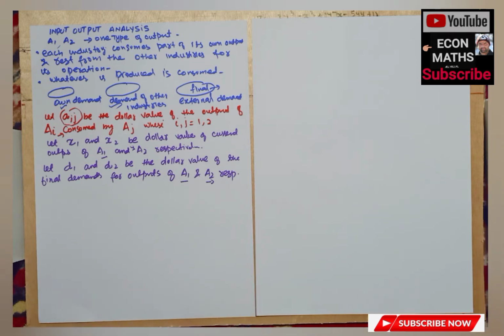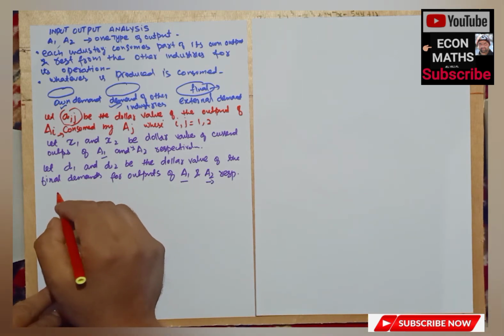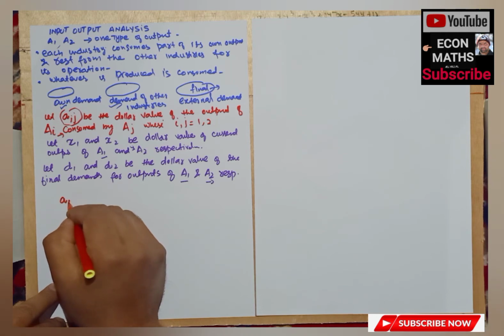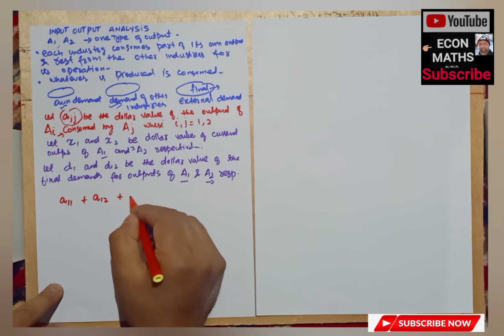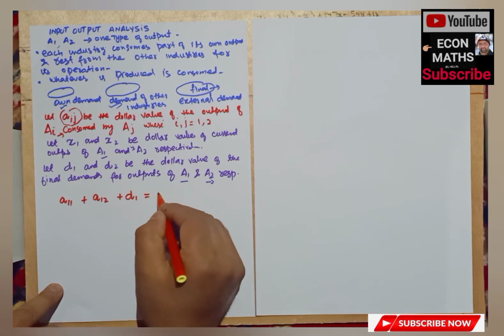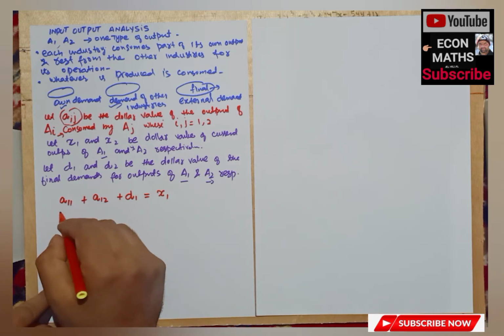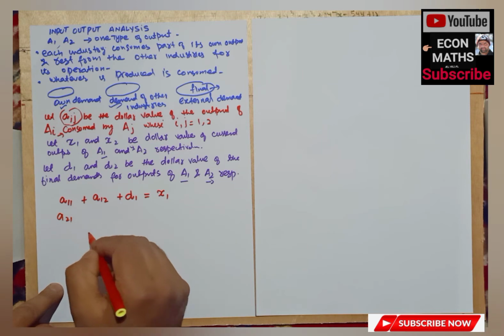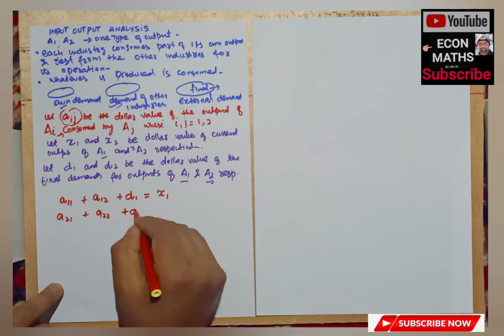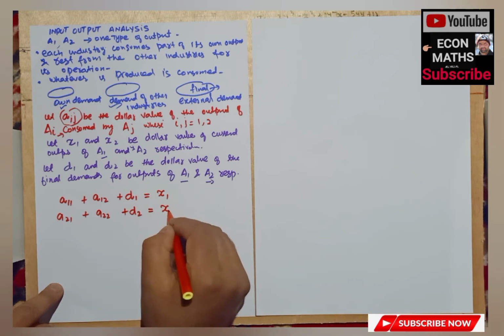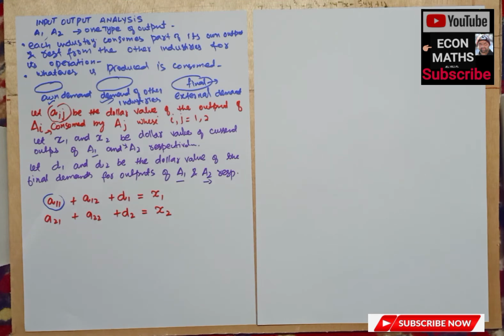Now having these assumptions, we will form the equations: A11 plus A12 plus D1 is equal to x1, and the second one would be A21 plus A22 plus D2 is equal to x2. Now what do these two equations tell us?